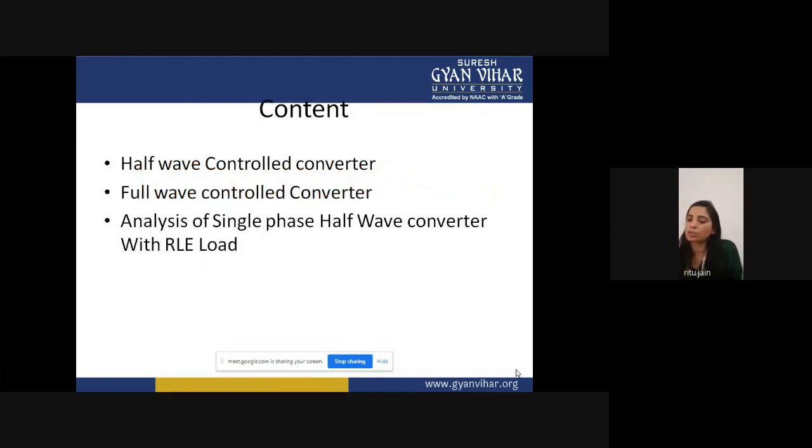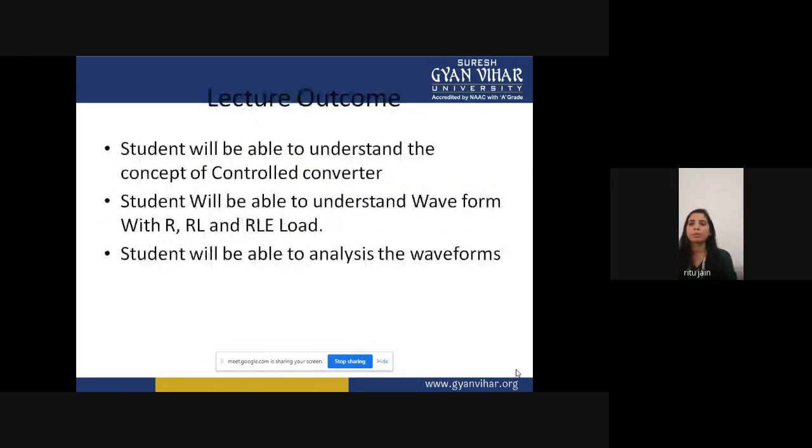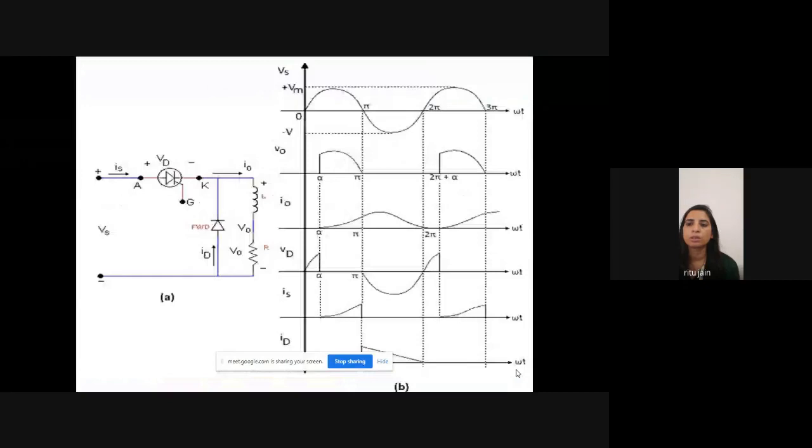After this lecture, I'm expecting that the student would be able to understand what a controlled rectifier is, how it works with RLE load, what the waveforms are, and how we can analyze all the waveforms of the converter. So, the student will be able to understand the concept of controlled converter, understand waveforms with R, RL, and RLE load, and analyze the waveforms. So, this is our controlled converter.